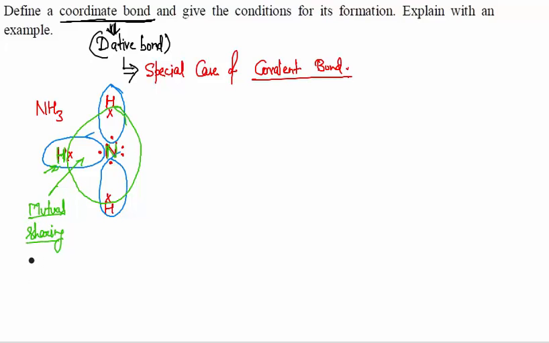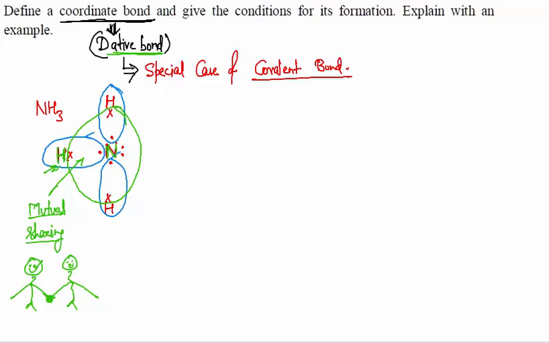Suppose there are two guys and they want to shake hands. One hand from this guy and one hand from this guy. This is your mutual sharing, and it's like a covalent bond. Now we are talking about the dative bond. So what does this dative bond mean?